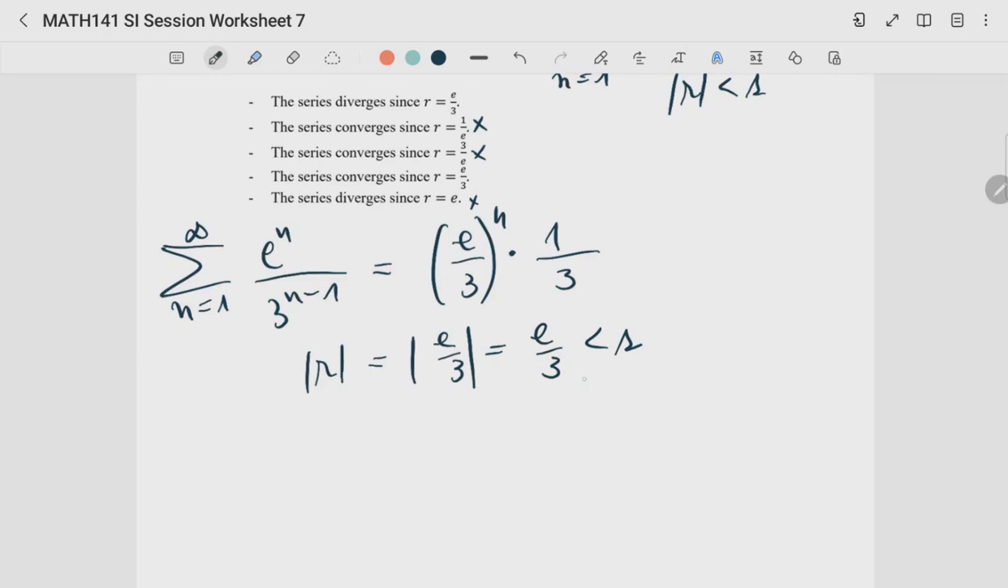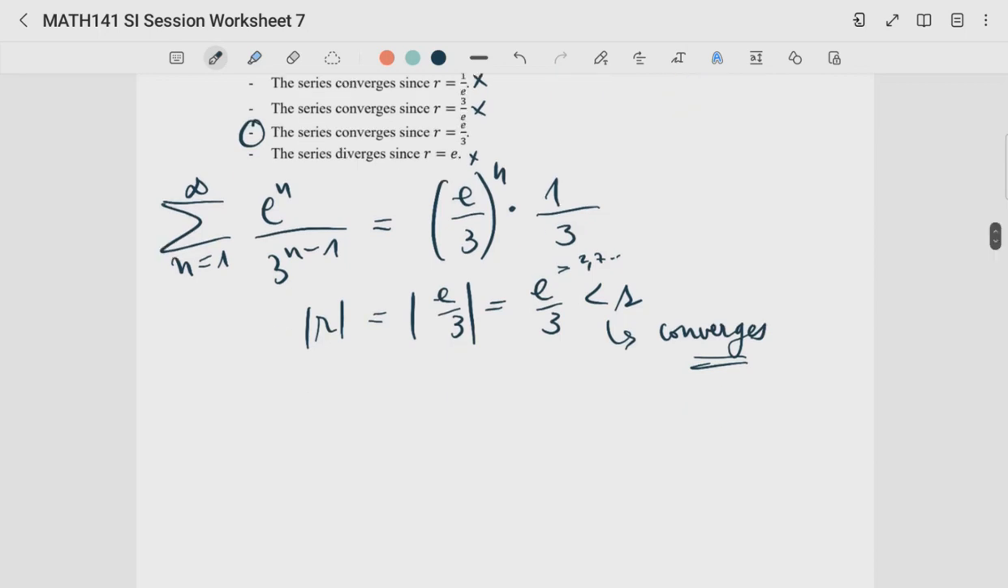Right? What does that mean? Well, it means that our series converges, and which means that the correct option here is option 4, since the absolute value of r is less than 1. Because remember, e is some value equal to 2.7 something. So if you divide 2 point something by 3, you get something less than 1, which tells us that the series converges. Okay, so that's done.